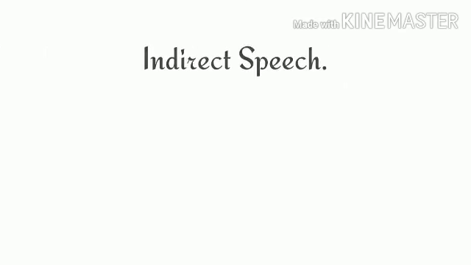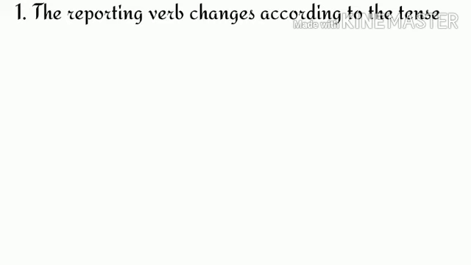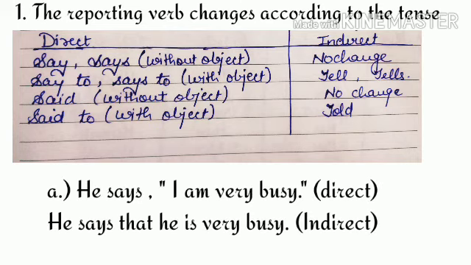So now there are some basic rules to convert direct speech into indirect speech. There are 5 basic things that have to be changed while converting a direct speech into an indirect speech. And the rules are: the reporting verb changes according to the tense. Like, if the reporting verb in direct speech is in present form without object, that is, if it is say or says without object, it remains unchanged in indirect speech. For example, he says, I am very busy. In indirect, says will remain unchanged. Like, he says that he is very busy.